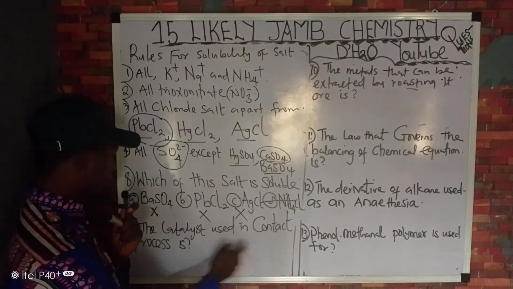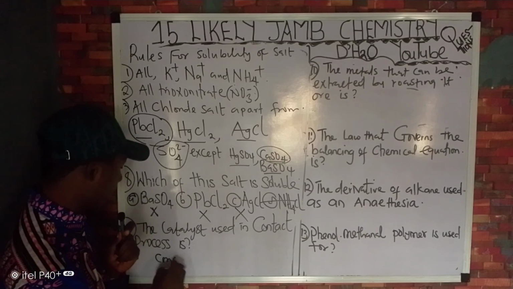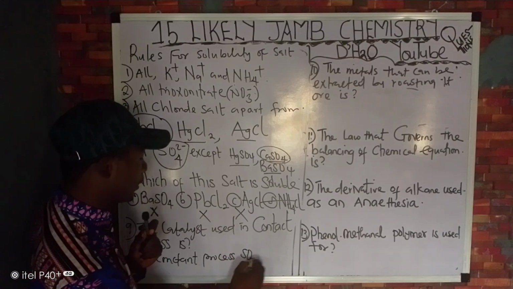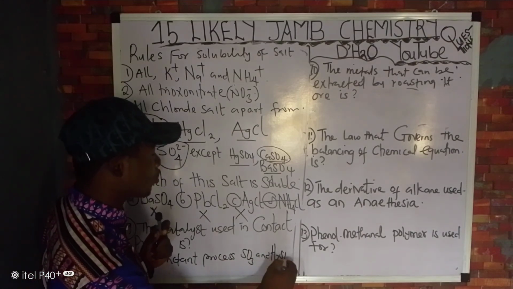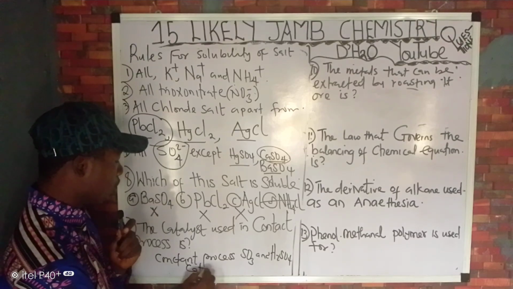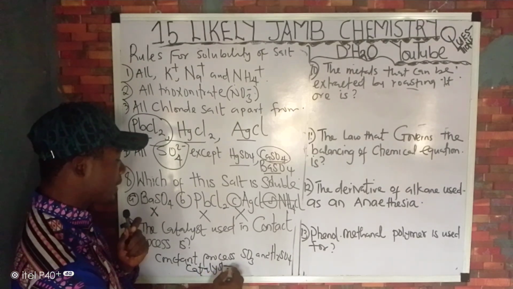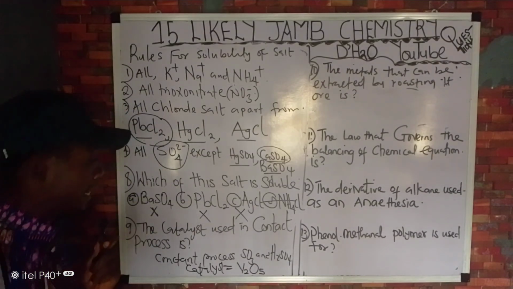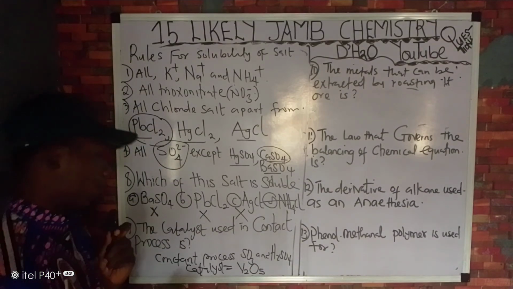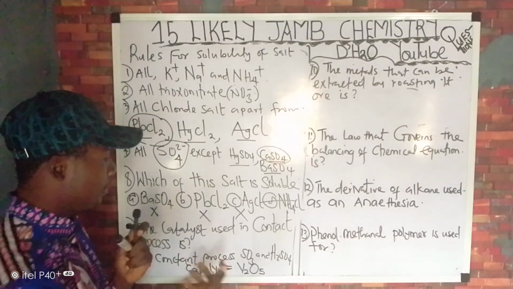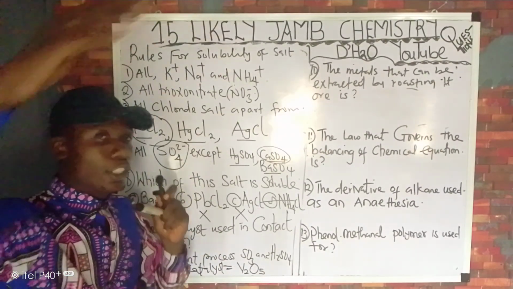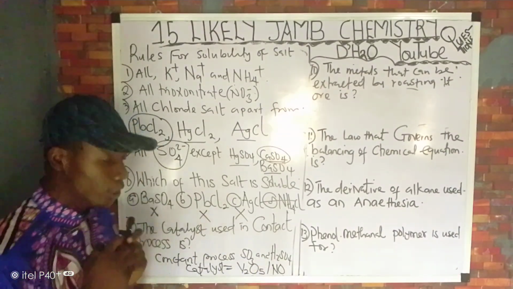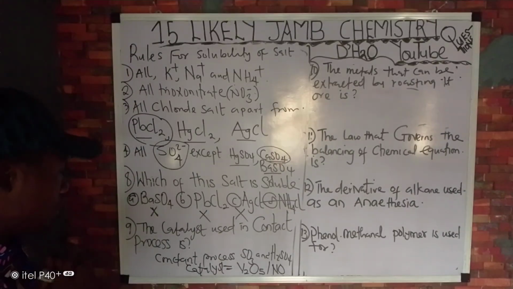The catalyst used in contact process is what? Remember, contact process is the process involved in the production of SO3 and H2SO4. And the catalyst used is simply vanadium(V) oxide. This is the catalyst used in contact process. But on some rare occasions, if the reaction occurs in a chamber that is made up of lead, we'll use nitrogen(II) oxide as the catalyst. Take note of that. It's very important.